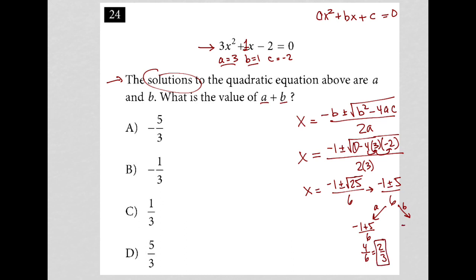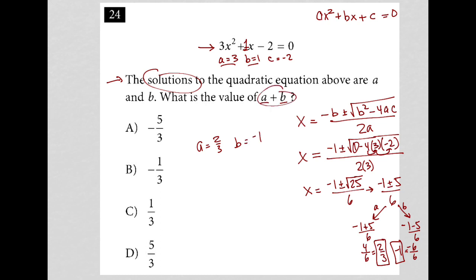And for B, it will be -1 minus 5 over 6. -1 minus 5 is -6. So I have -6 over 6, which is the same as just -1. So there's my other solution. So here, my A is 2/3, and my B is equal to -1.